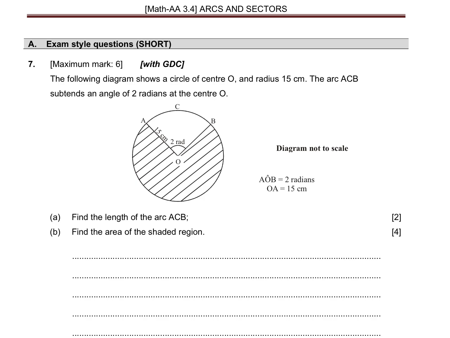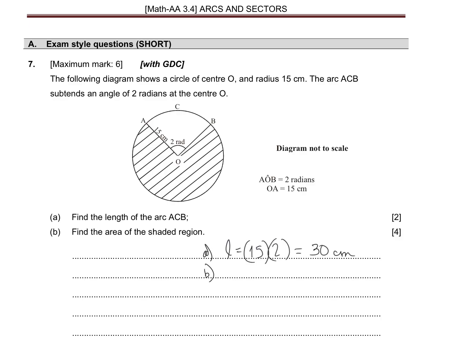All right, the following diagram shows circle center O, radius 15, arc ACB subtends an angle of 2 radians. Find the length of arc ACB. So the length of an arc is r theta. So we've got r is 15, theta is 2, so we get 30, and that's centimeters.